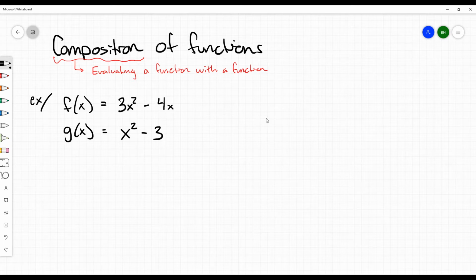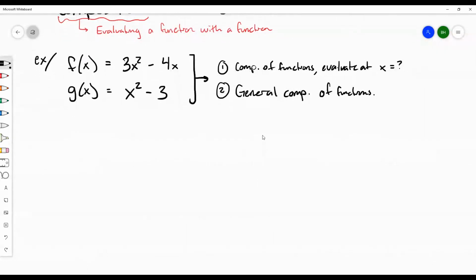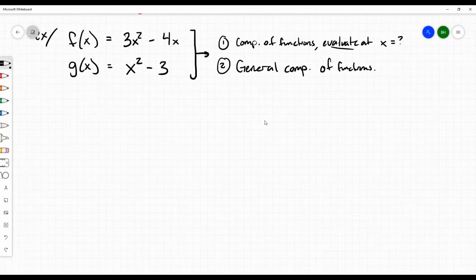Now, there's two ways to essentially address the composition of functions. The two ways that I've introduced is one, composition of functions, and then we're going to evaluate it at a certain point. So we're going to evaluate at x equals something. And then the second one is more of a general composition of functions. Let's take a look at what I mean by this in both cases. We're going to start off by just doing the evaluation piece of the composition of functions, and what those will look like is this. So I'm going to do part A.